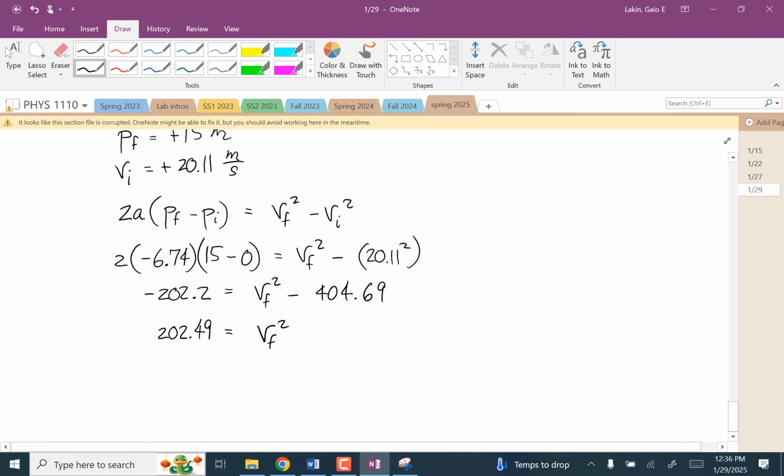And in a lot of cases, you're going to have to decide which one makes sense based on which one makes physical sense with the problem. Okay, so if I take the square root of both sides, I get VF is equal to the square root of 202.49. And you get plus or minus 14.23. Well, is this car moving in the positive direction or the negative direction? Positive, and so this is our answer.